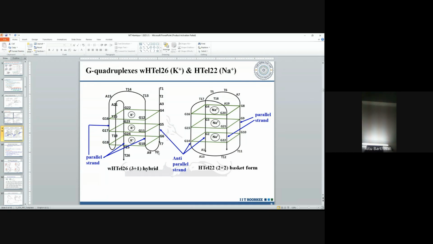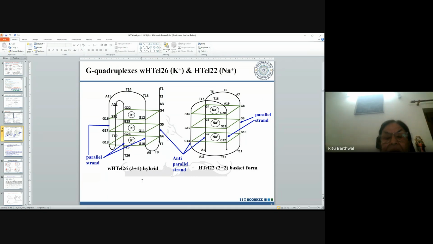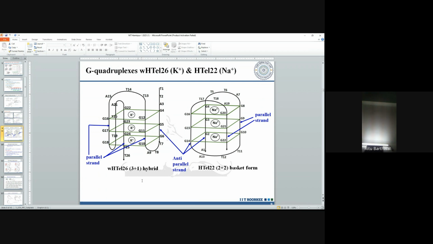You can see here, if you carefully go by the sequence from the 5' end to the 3' end, 26th base, that three of them are parallel and one of them is anti-parallel. There is one more thing you can note here. See here, the chain is folding exactly like this one was folding. If it folds through the adjacent strand, we call it lateral loop. If it folds diagonally, then we call it diagonal loop.